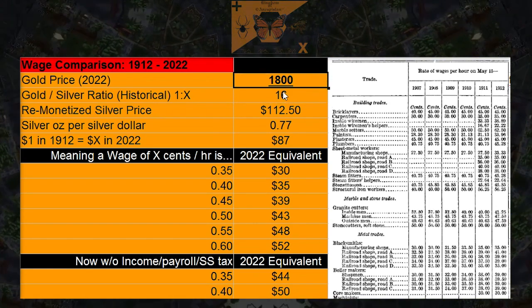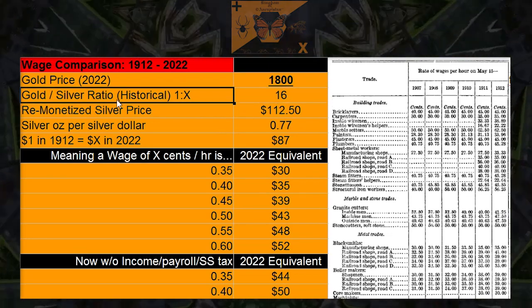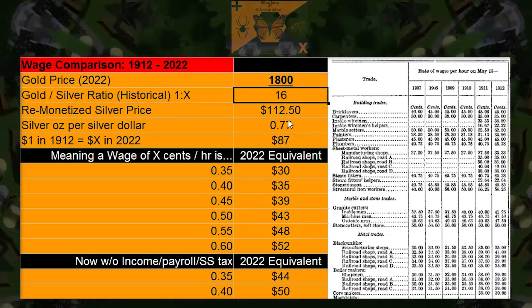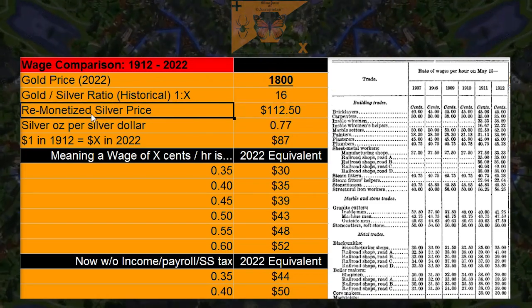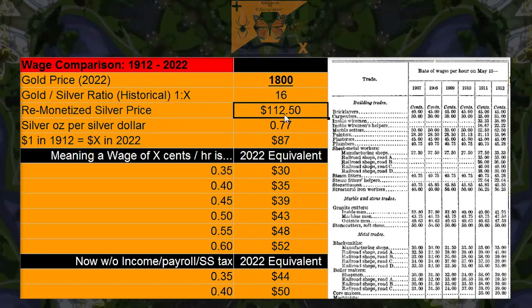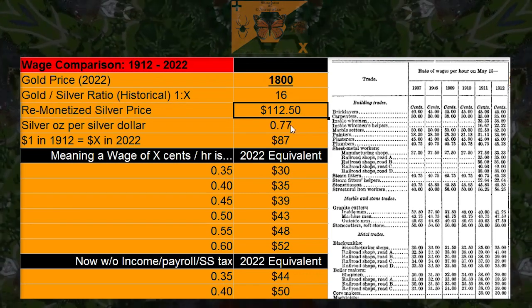So here's your gold price, $1,800 today. This is your historical gold to silver ratio, 1 to 16. Meaning a remonetized silver price today would be $112 per ounce.